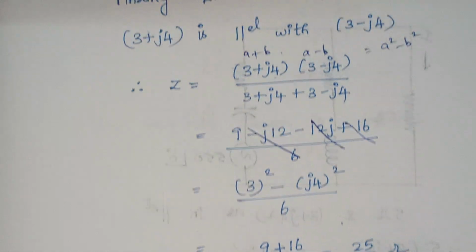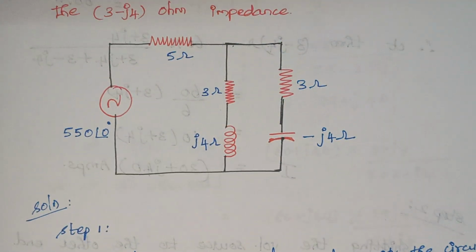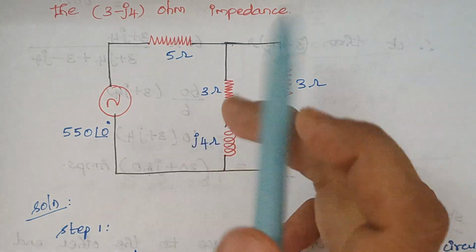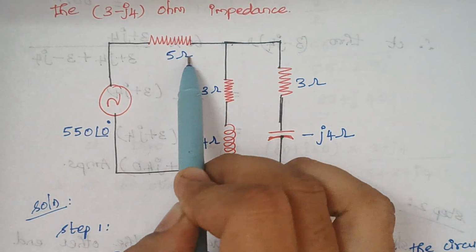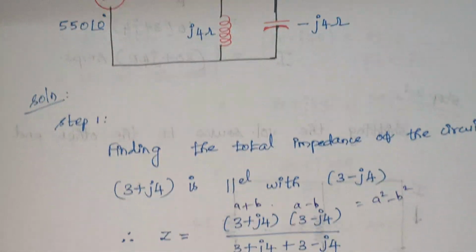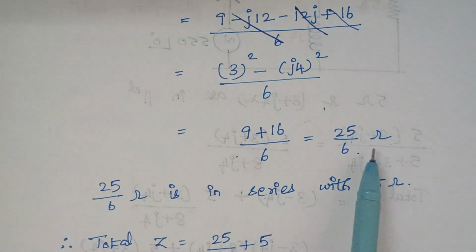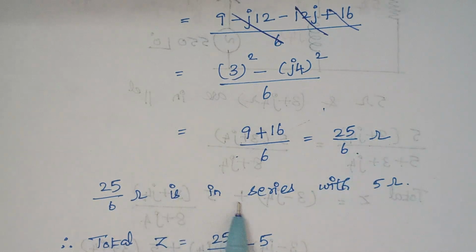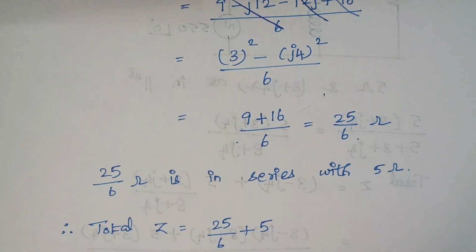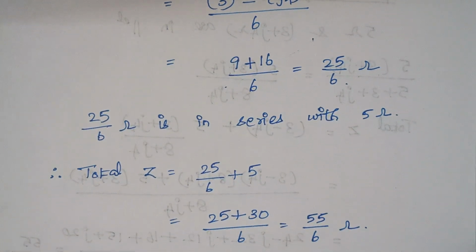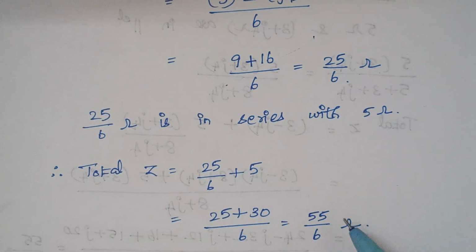Right. Now we have combined these two parts into a single one, and this combination comes in series with this 5 ohm. So you have to add 5 to that. Therefore this combination of resistors is in series with 5 ohm, and the total impedance is 25 by 6 plus 5. Once you take LCM, we end up with the final answer as 55 by 6 ohms.